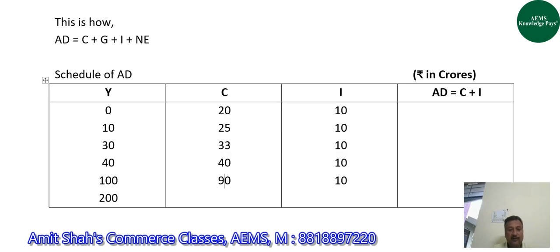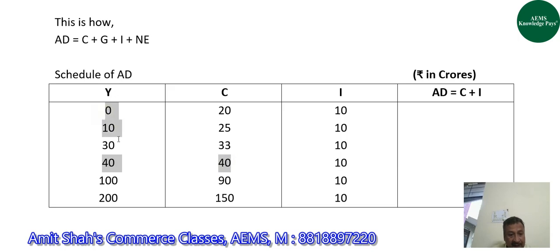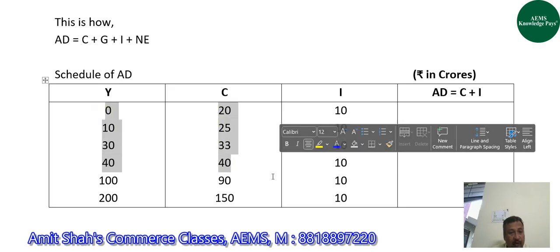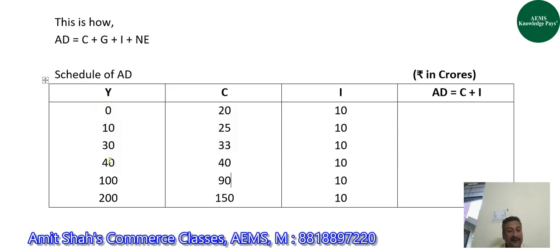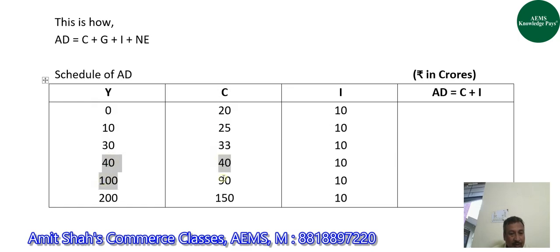Let's say the income is 200 crores. Now here 150 crores, here still 10 crores, and so on. Right, guys? So there are three things to observe here. At a particular point of time, income and consumption expenditure are equal. Before that, income is less and consumption expenditure is more. After this point, when Y and C are equal, Y becomes more than C.